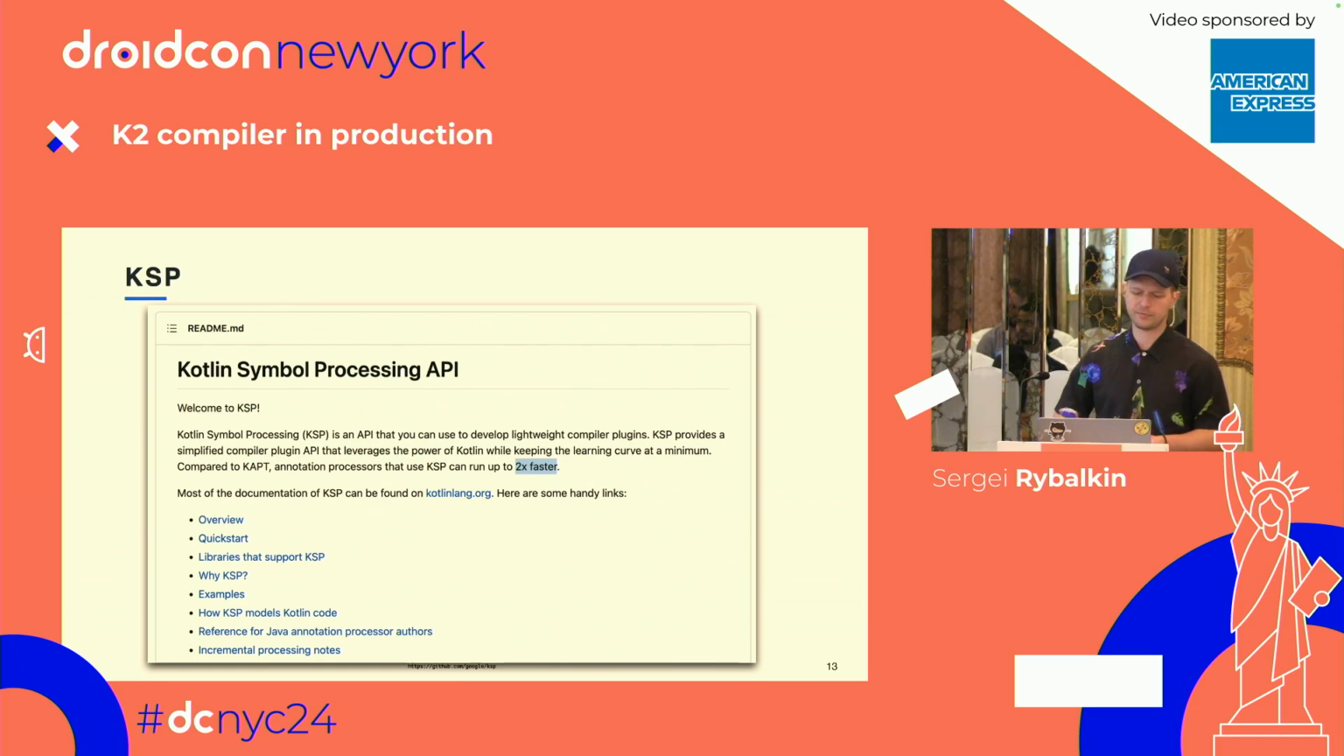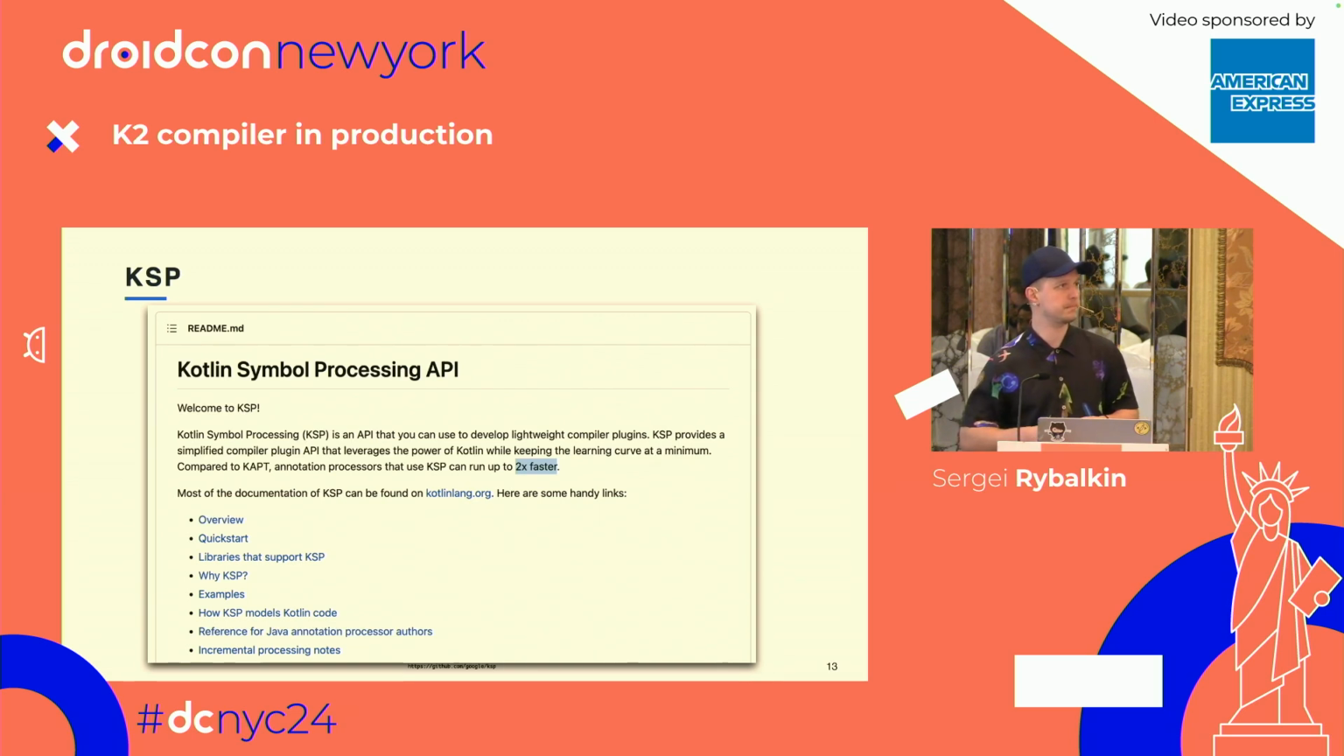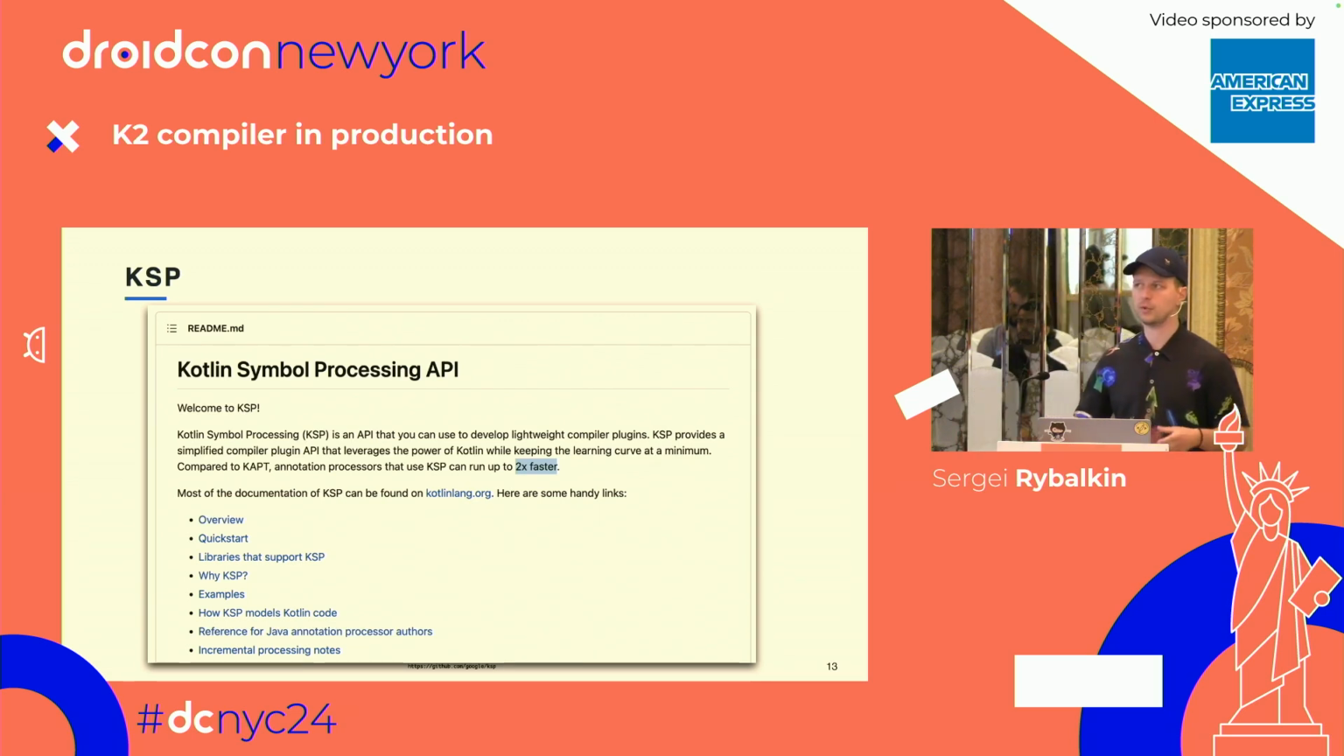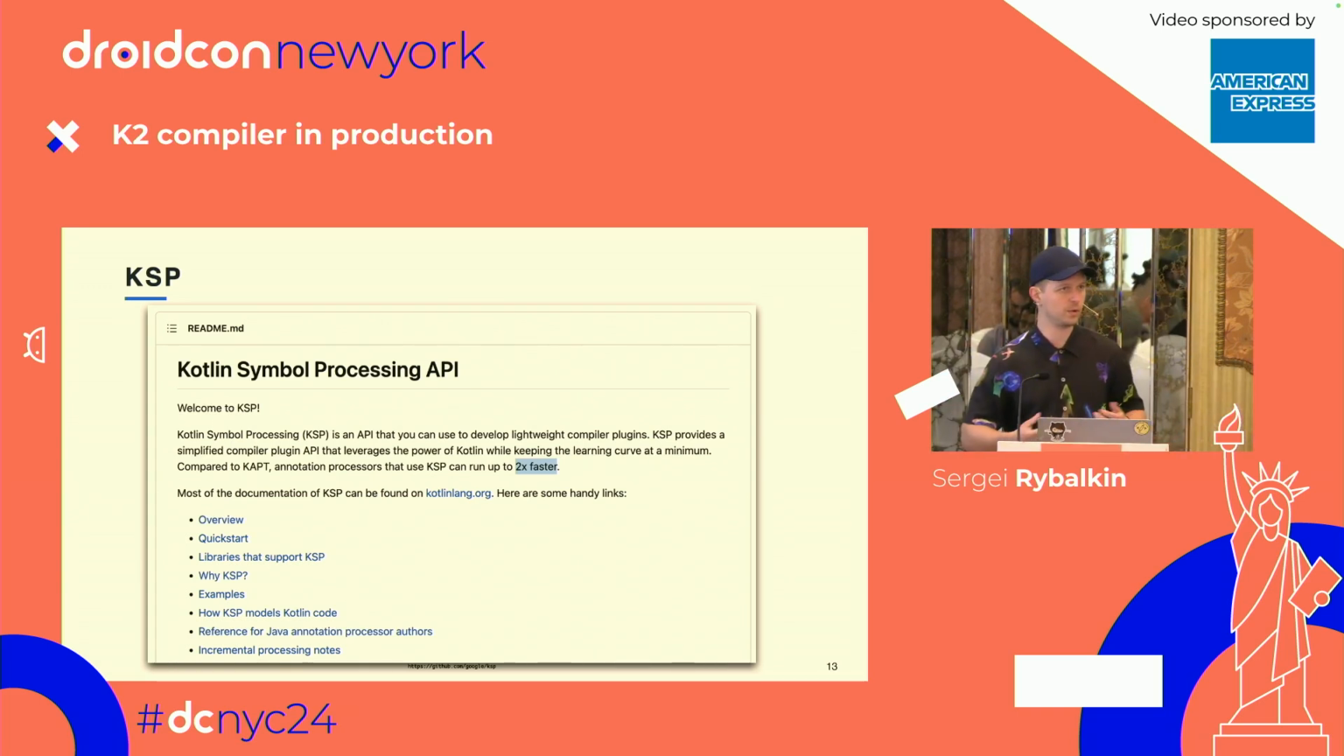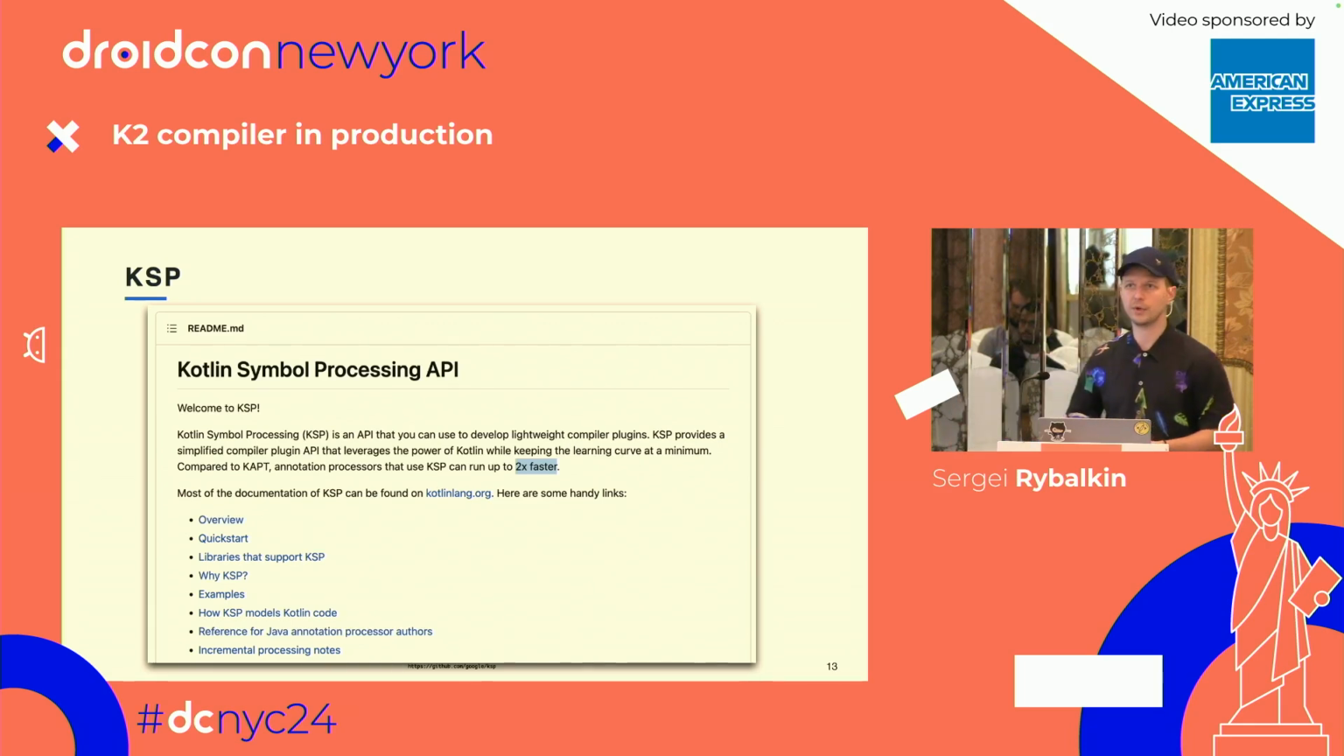The promise of Kotlin symbol processing is 2x faster builds. Try it on your project if you didn't. It works pretty smoothly, especially if you want to migrate from your previously created annotation processors. However, there is the new KSP 2 that should work with the K2 compiler, and it's just in beta now. It might be a problem.